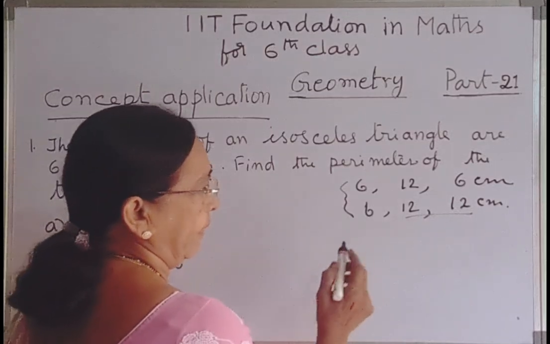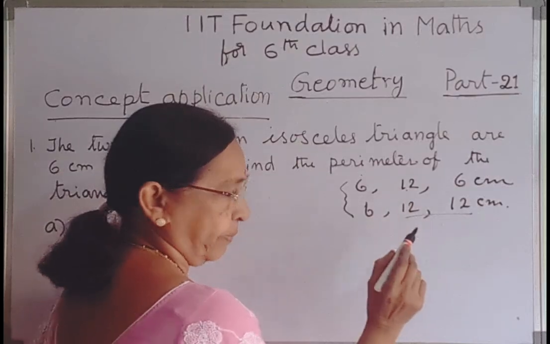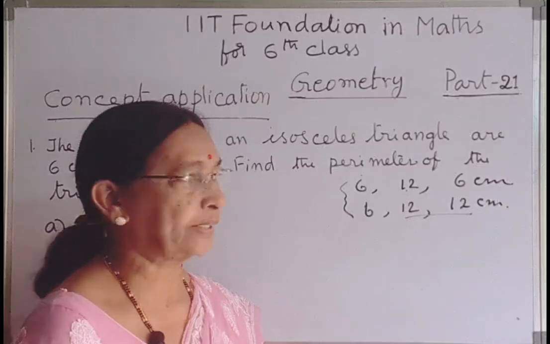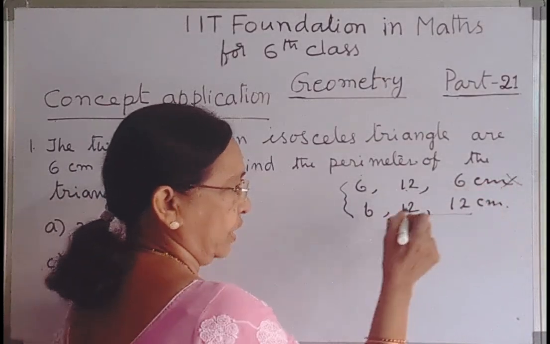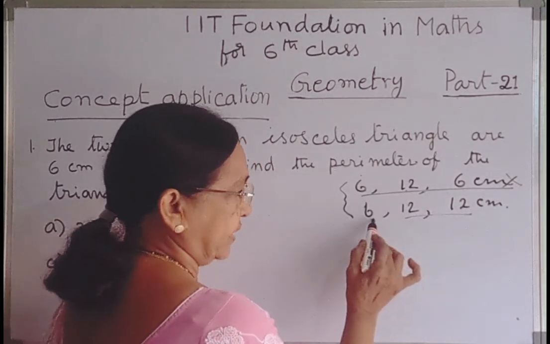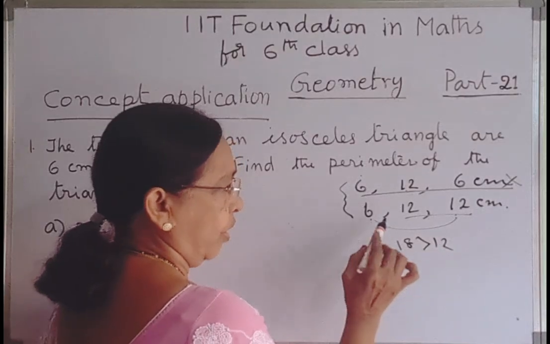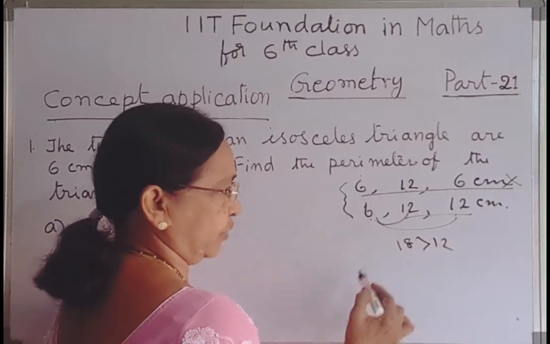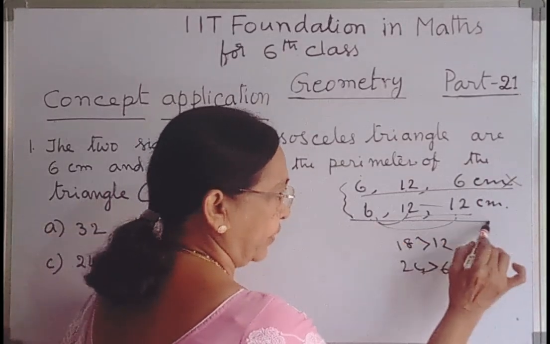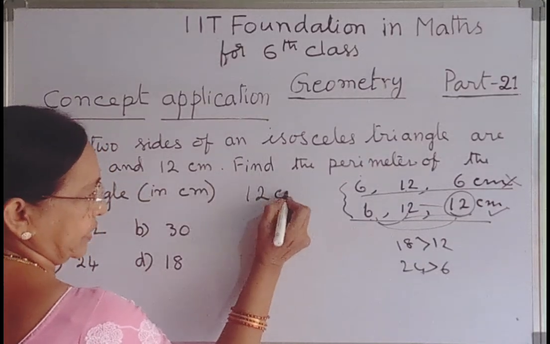Let us verify. The sum of these two sides is equal to 12. But the rule is that the sum of the two sides of a triangle must be greater than the third side. Therefore, this set of measures is not possible. So for this, the sum of the two sides, 12 plus 6, 18, is greater than 12. Or 6 plus 12, 18, is greater than 12. 12 plus 12, 24, is greater than 6. Therefore, the third side is 12 centimeters.